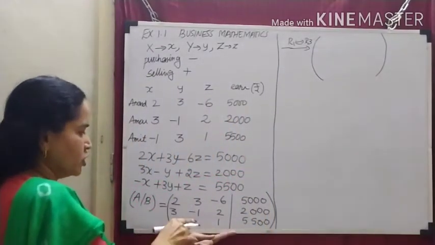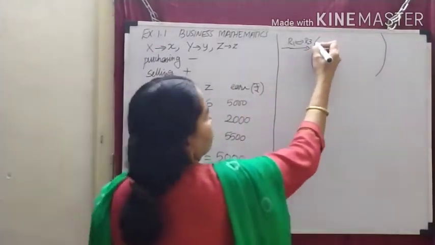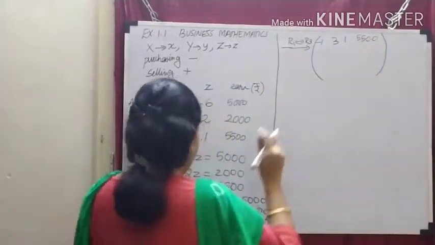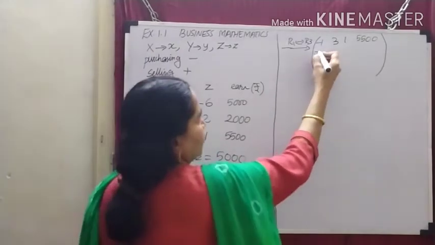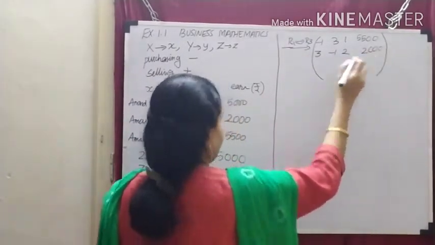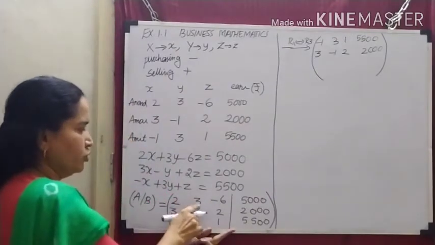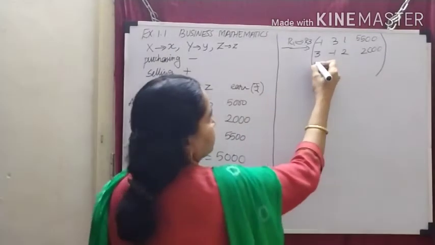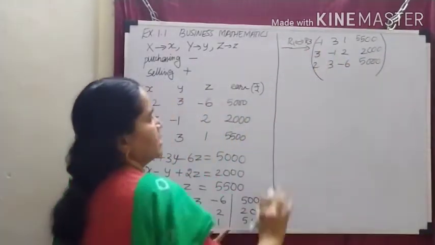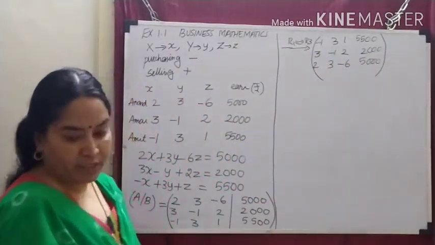First row: minus 1, 3, 1, 5,500. Second row as it is, so it is 3, minus 1, 2, 2,000. Third row will be 2, 3, minus 6, 5,000. So the first step is over. Now we need to bring zeros.